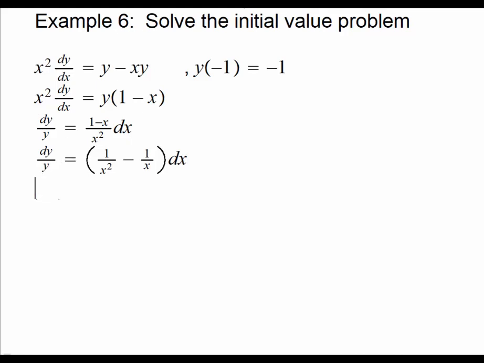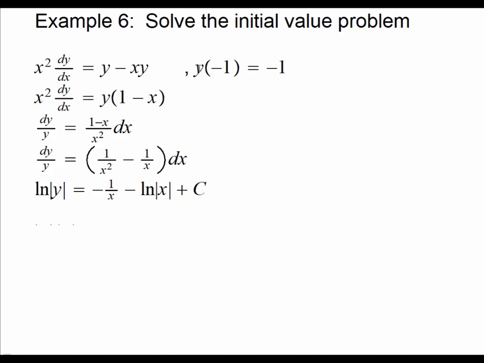Now when we integrate the two sides, what we will get for this is that we will get, oh, no, sorry, not yet, natural log of absolute value of y. The antiderivative of 1 over x square is negative 1 over x. And here what I get? Minus natural log of absolute value of x. And then I have plus a constant. Okay.